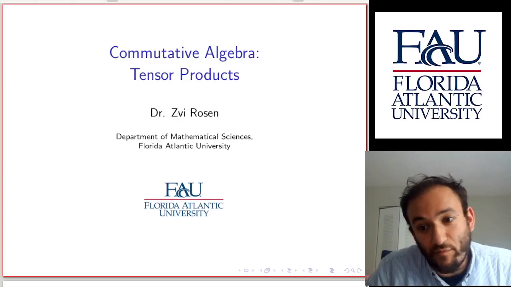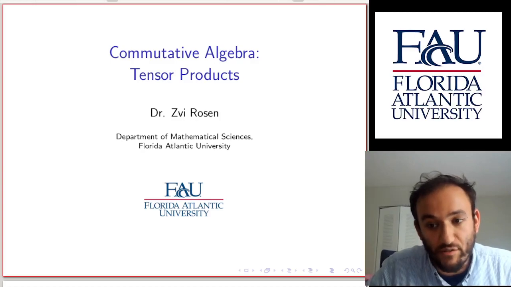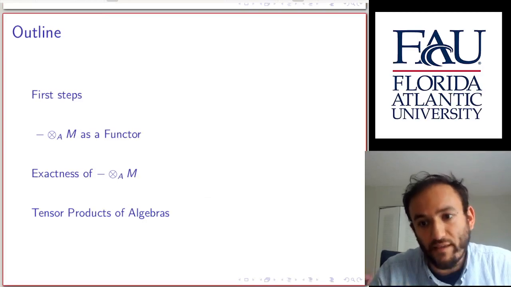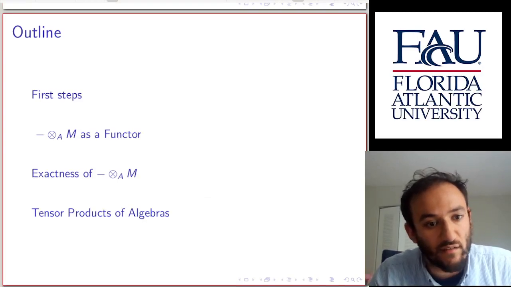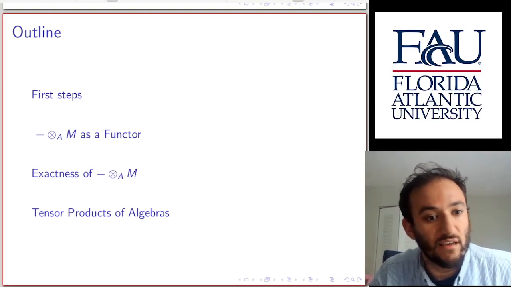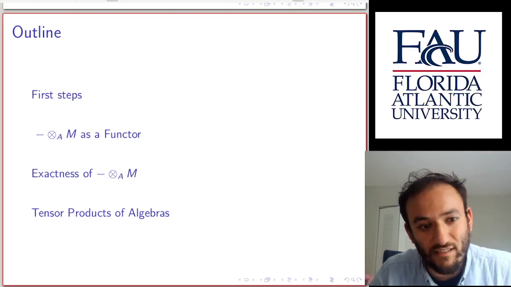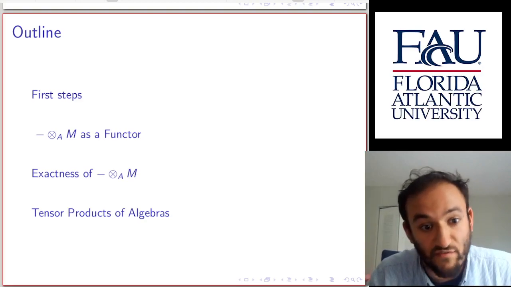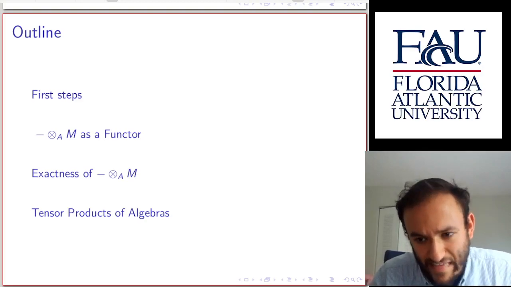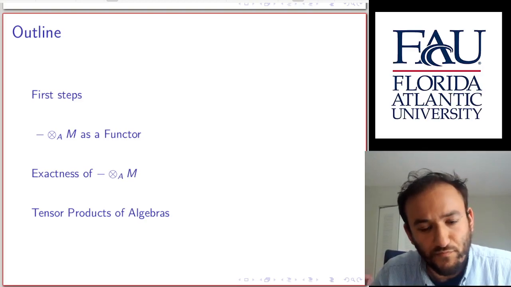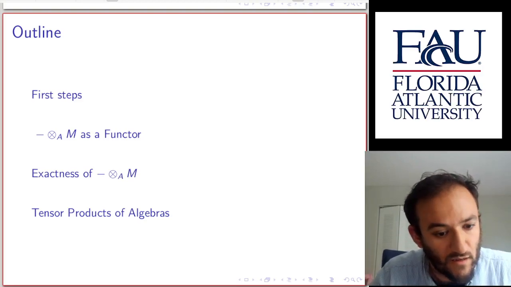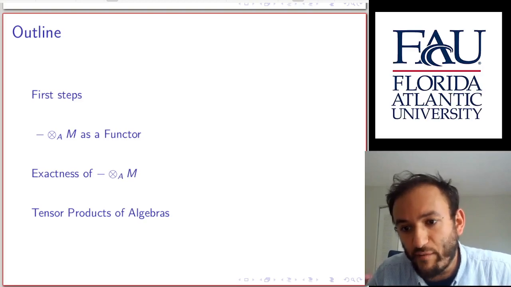In today's commutative algebra lecture, we'll be talking about tensor products. First, we'll make some initial definitions and play around with some basic properties of tensor products. Then we'll start to think about the tensor product by a fixed module as a functor from the category of A modules to itself. Then we'll look at exactness properties of that functor. And finally, we'll look at tensor products of algebras. And that'll bring us to the end of the chapter at T.